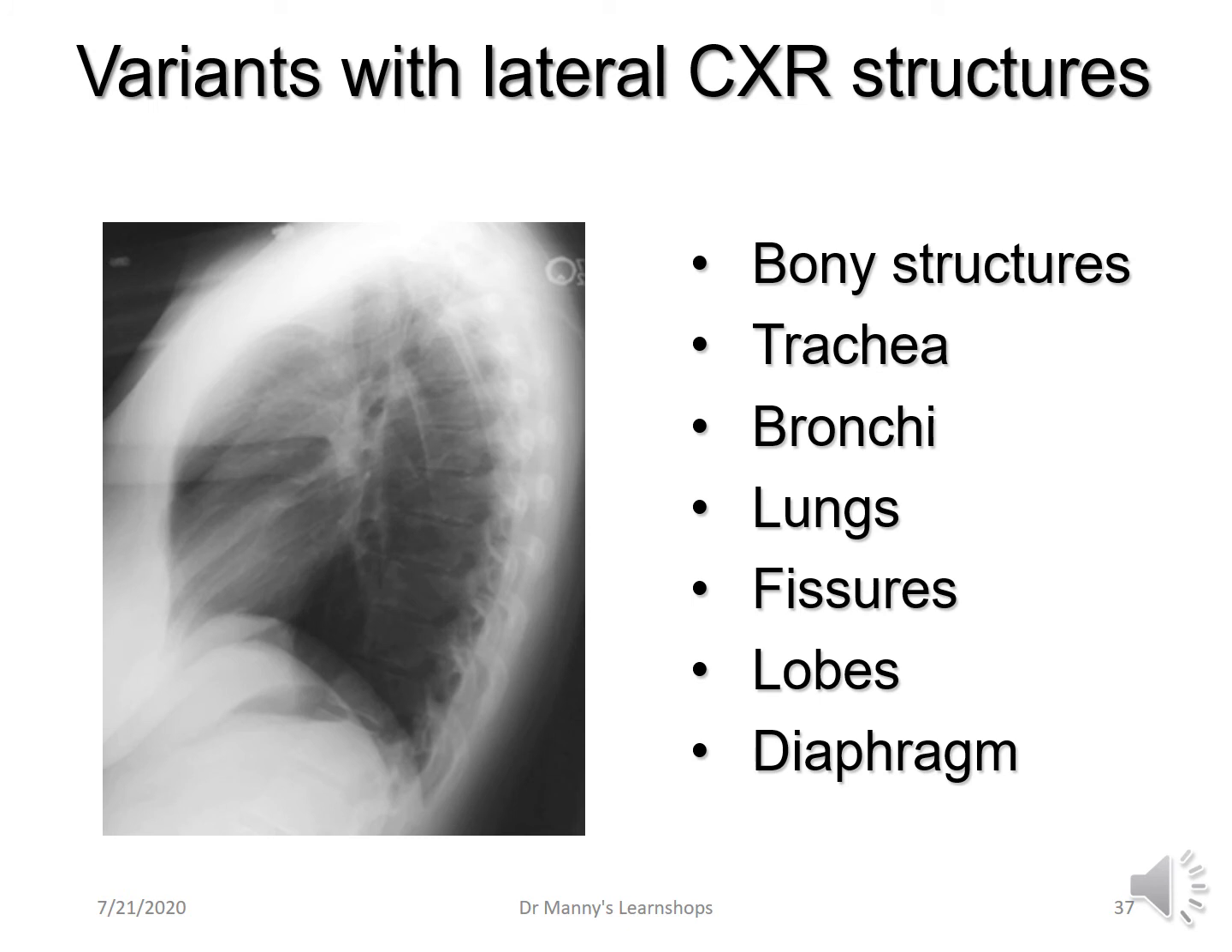Now the variants that can occur with a lateral chest X-ray. You still have bony structures, the trachea, bronchi, lungs, fissures, lobes and the diaphragm, but the image is a little bit different. And remember, we said typically a lateral X-ray is not done routinely. It's typically done to highlight or identify structures which could be normal or abnormal that were seen on a PA or an AP film.